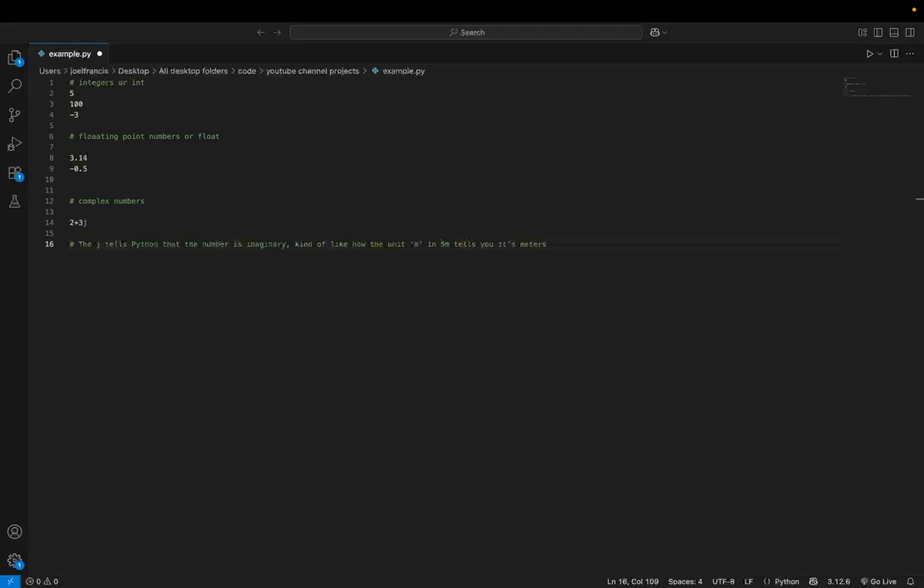First, let's talk about the types of numbers in Python. There are three main types we'll use: integers, or int for short, which are whole numbers like 5, 100, or -3. Floating point numbers, or float for short, which are decimal numbers like 3.14 or -0.5.